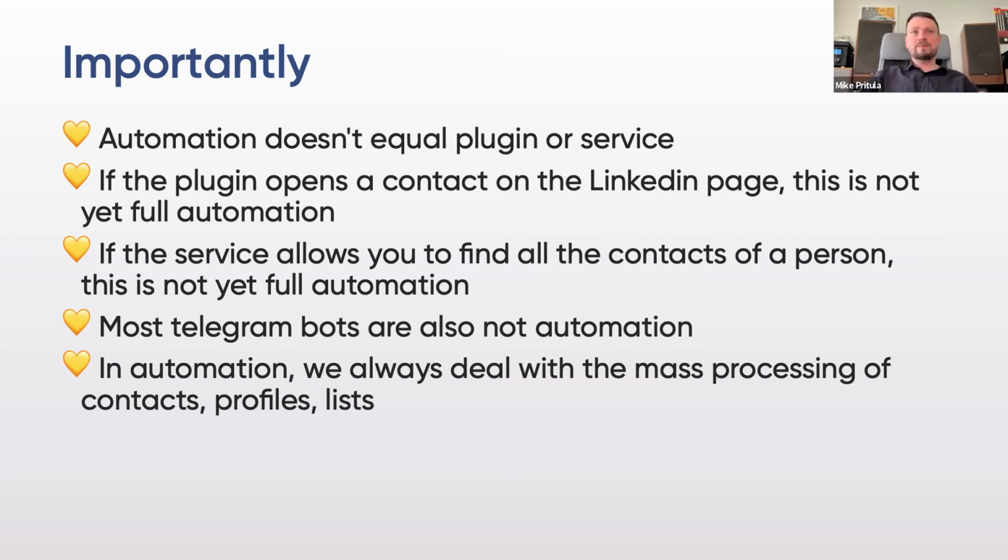If, for example, a plugin opens a contact on a LinkedIn page, I do not know if there are any plugins that can open contacts en masse. I think there is one called Search or something like that. This is not full automation yet. And if a service allows you to find all of a person's contacts, like Catfish, that's also not complete automation. Some Telegram bots, that's not automation either. Because in automation, we're always dealing with bulk processing of contacts and profiles in lists. That is, there are many mass actions involved. Everything speeds up significantly, not just by a little bit.